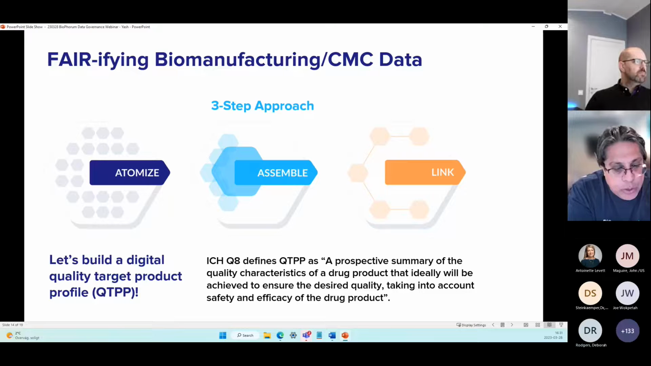So as an example, we're going to build a digital quality target product profile. And for those of you who don't know what a QTPP is, it is a document or a set of information that's defined as a requirement in ICH Q8 to summarize the quality characteristics of a drug product that ideally will be achieved to ensure the desired quality, taking into account safety and efficacy of the drug product.